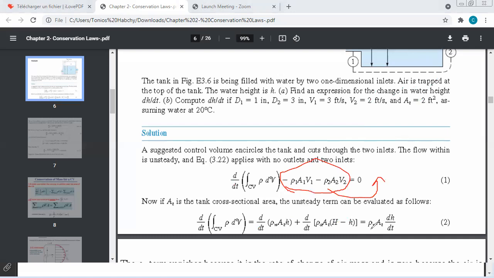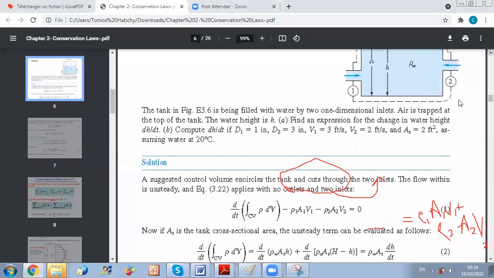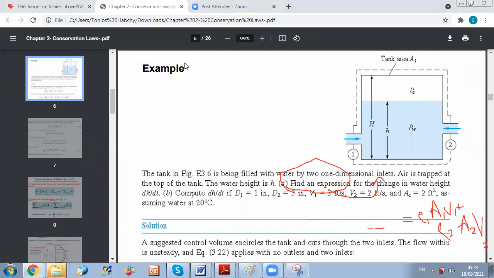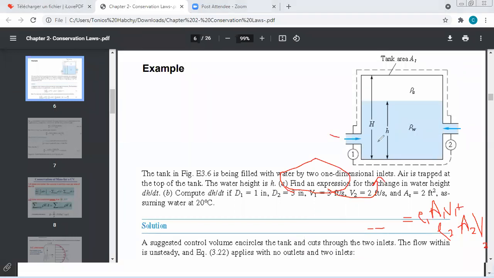I will obtain that rho water times the cross-sectional area of the tank times dH by dt is rho 1 A1 V1, which is the mass flow rate coming in from section 1, plus rho 2 A2 V2, which is the mass flow rate coming from section 2. And here, since I don't have any outlet for water, of course water will accumulate in my tank, and I don't have any m dot out, so I just have 2 inlets here.